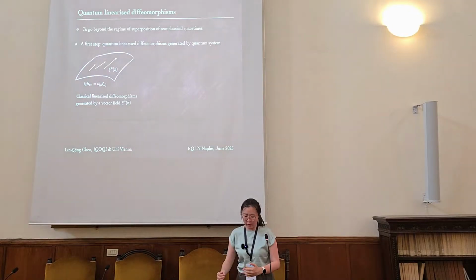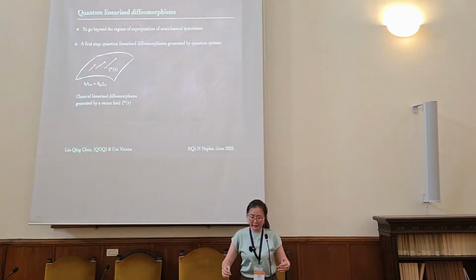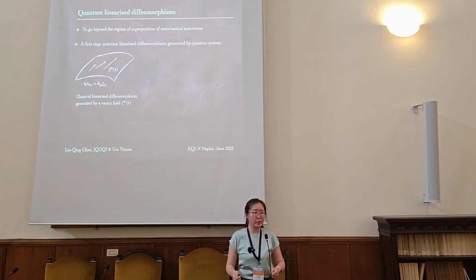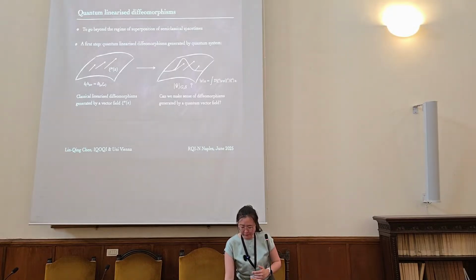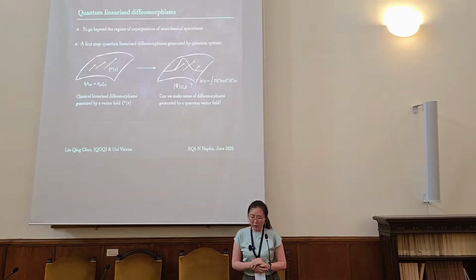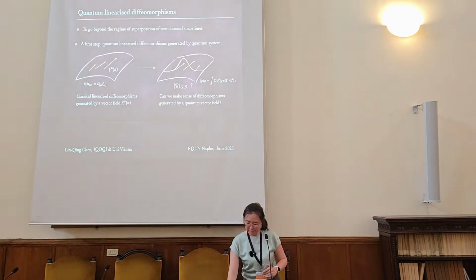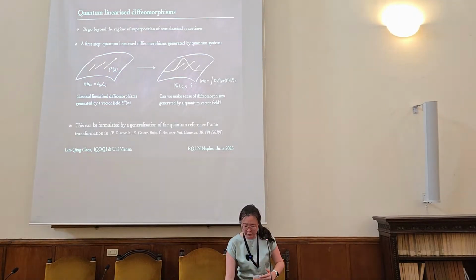So classically, initially, you have a classical spacetime with a vector field. And the linearized diffeomorphism transformation on the metric is described as follows. This is the classical D field generated by a vector field. And now we want to look at whether we can make sense of such a diffeomorphism generated by a quantum vector field. This is a state of a quantum vector field written in terms of the field basis.